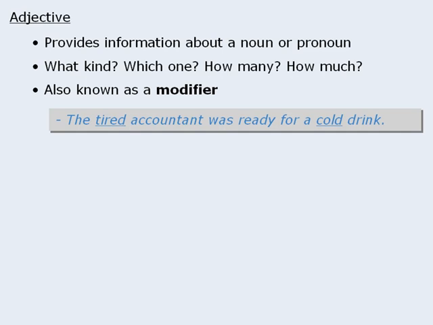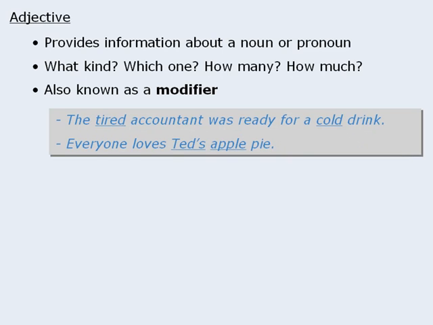A cold one. Next, in the sentence, "Everyone loves Ted's apple pie," there are two adjectives that modify the word pie. First, the word Ted's tells us more about the pie. It happens to be Ted's pie. And the word apple tells us more about the pie by telling us what kind of pie it is.